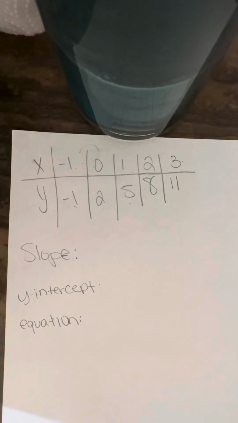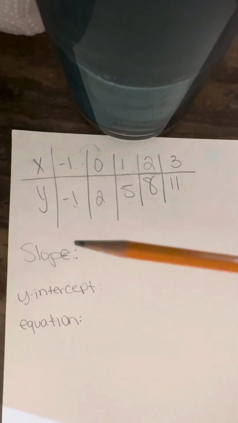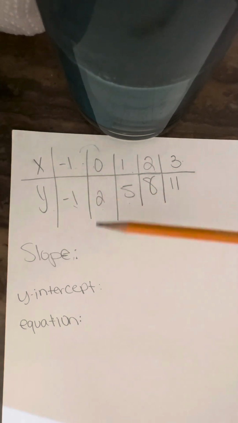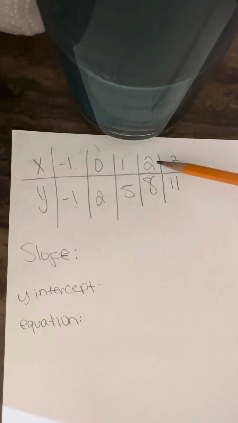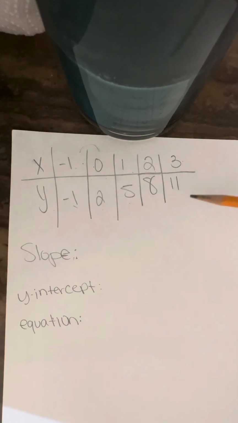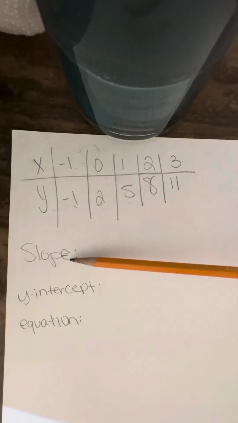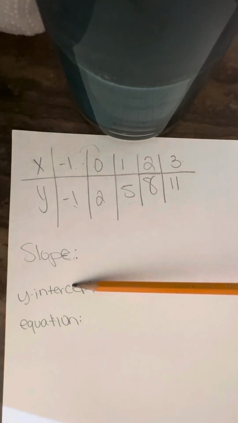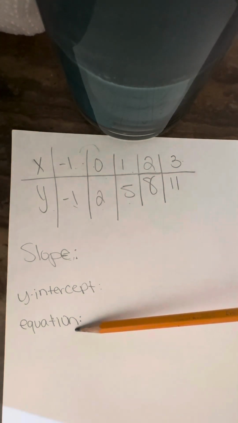Hello, today we will be finding the slope, y-intercept, and equation for a linear function given a table of values. Today our table of values is: x is -1, 0, 1, 2, and 3, and our y values are -1, 2, 5, 8, and 11. So again, today we'll be finding the slope, the y-intercept, and the equation for it.